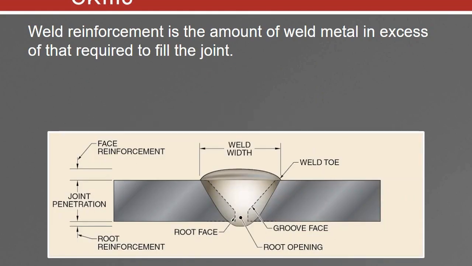Weld reinforcement is the amount of weld metal in excess of that required to fill a joint. So looking at the picture, we have our entire weld here. The reinforcement can either be on your face or on your root. If it is on the face, which is the top of the weld, that is called your face reinforcement. The root down here is everything penetrating through the root pass, which is called your root reinforcement.